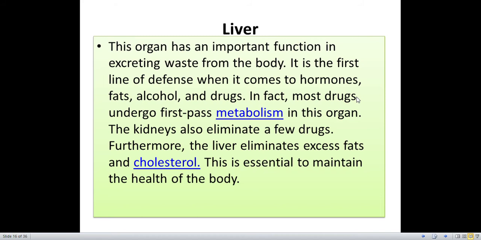And liver. What is the function of the liver? This organ has an important function in excreting waste from the body. It is the first line of defense when it comes to hormones, fats, alcohol and drugs. In fact, most drugs undergo first pass metabolism in this organ. The kidneys also eliminate a few drugs. Furthermore, the liver eliminates excess fats and cholesterol. This is essential to maintain the health of the body.